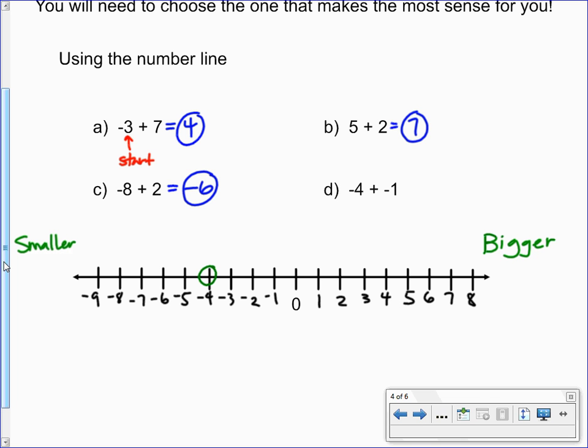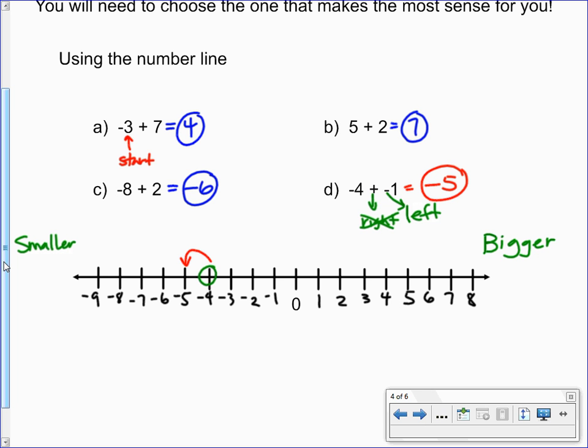Okay, adding means you get bigger. But this negative, normally this plus sign means we go to the right because we want to get bigger. But this negative says, nope, you have to go to the left one to get smaller. So I'm going to move to the left one, and that takes me to negative 5, which is my answer for D.